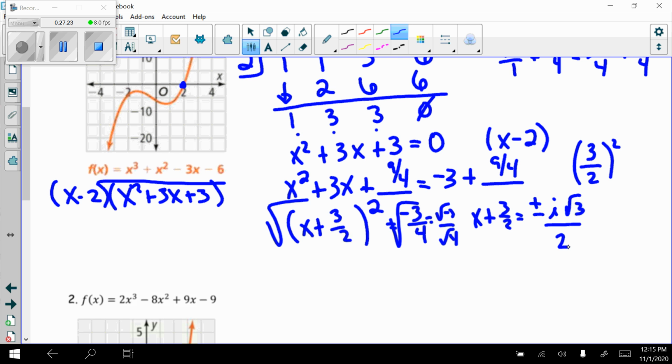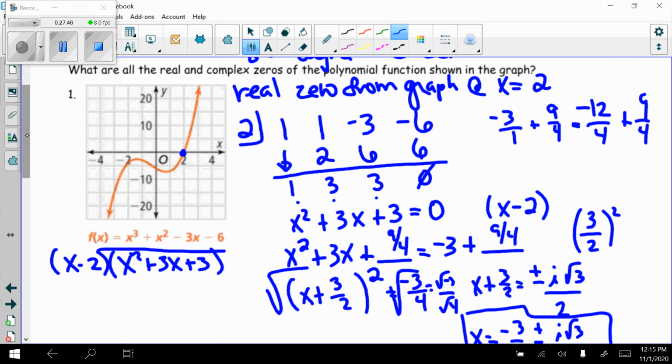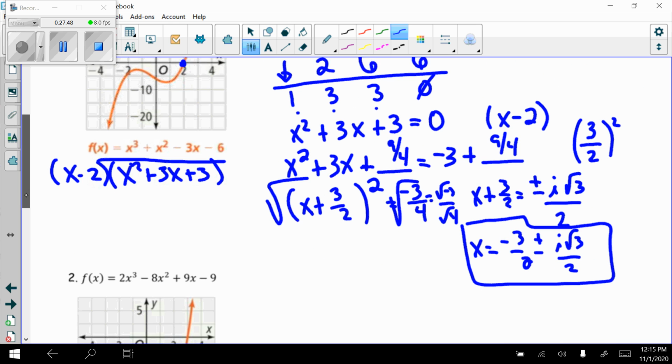Now to get x by itself, I just have to subtract 3/2. So I get x equals, I always put my real number in front. Remember, standard form of a complex number, so negative 3/2 plus or minus i square roots of 3 over 2. Those are my two imaginary or complex solutions. My other solution was x equals 2.